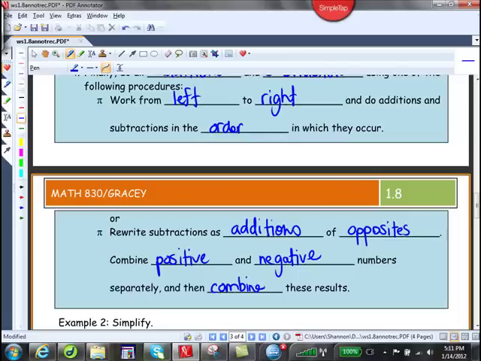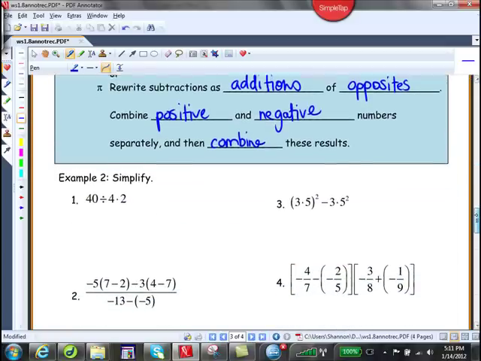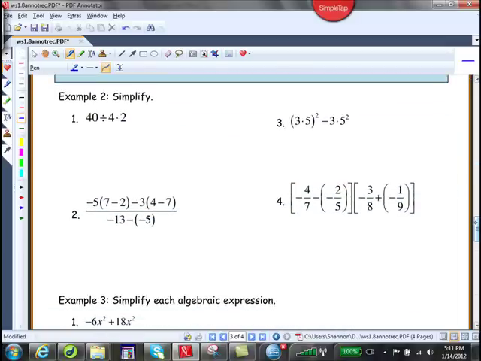So whatever works best for you, different people like to use different techniques. So that is something you'll have to decide on your own, or do a combination. All right, so here we go. We are going to simplify. So why don't you go ahead and pause the movie and see how you do with these.